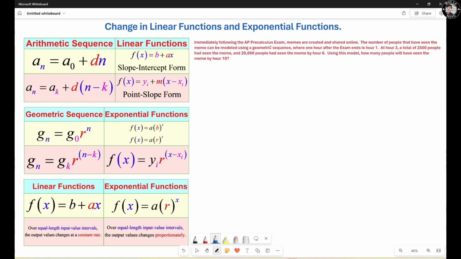Immediately following the AP Precalculus exam, memes are created and shared online. The number of people that have seen the meme can be modeled using a geometric sequence, where 1 hour after the exam ends is hour 1. After hour 3, a total of 2,500 people have seen the meme, and 25,000 people have seen the meme by hour 6. Using this model, how many people will have seen the meme by hour 10?